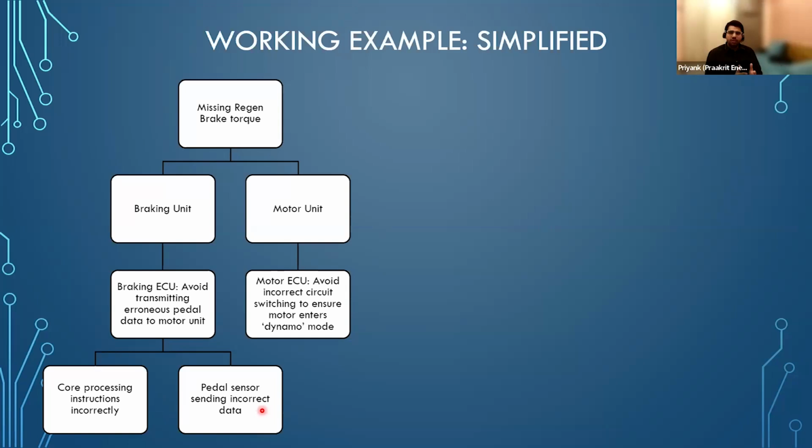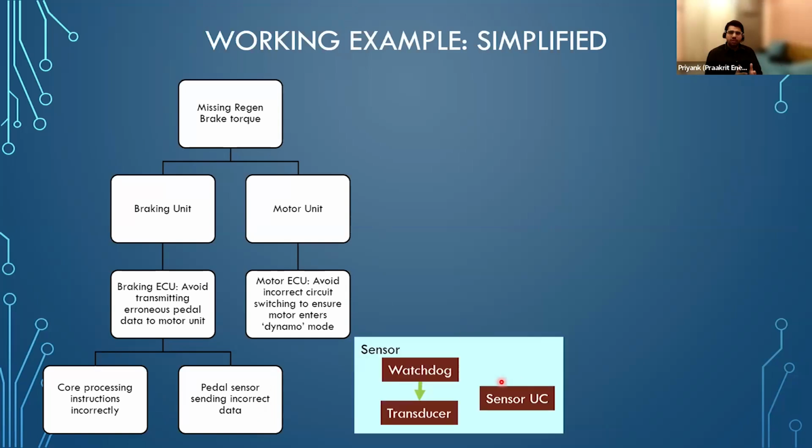Now we have this architecture. We have a sensor microcontroller, we have a sensor transducer, and we have a watchdog that monitors the performance of the transducer at all times. Now let us explore this tree, with the sensor sending incorrect data, to finally arrive at the top event in this case.